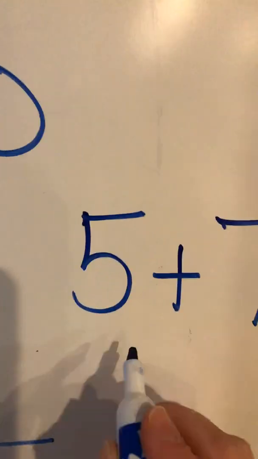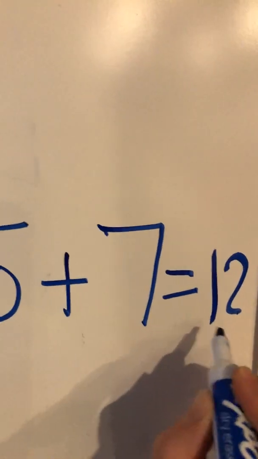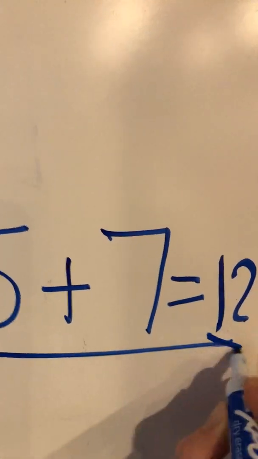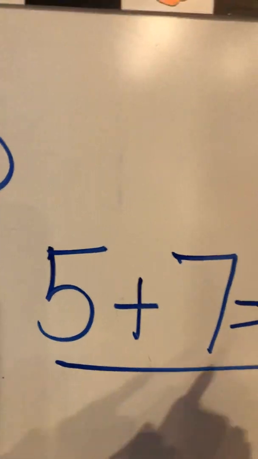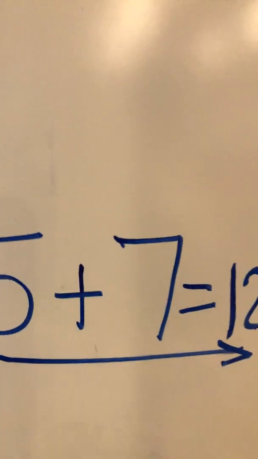Now, when we're just adding 5 plus 7 is 12, that is fine to just write 12 right there because we are not dealing with a two-digit carrying situation here. 5 plus 7 is still 12.